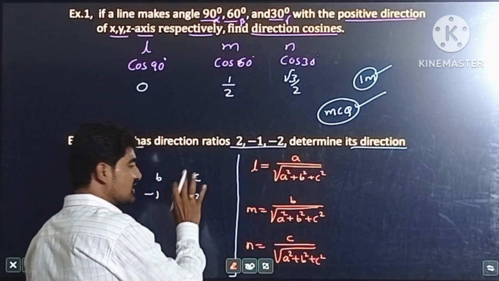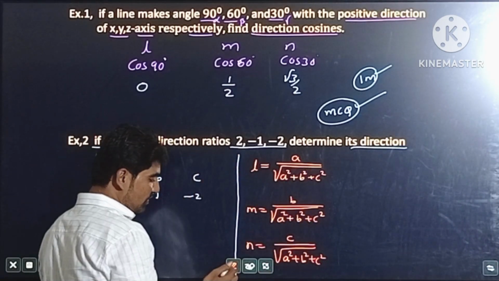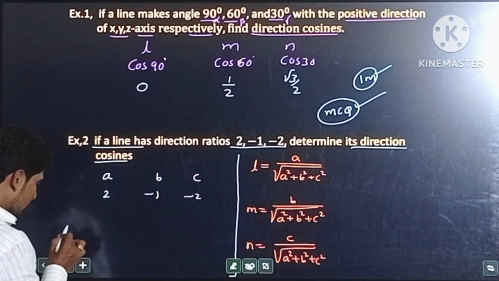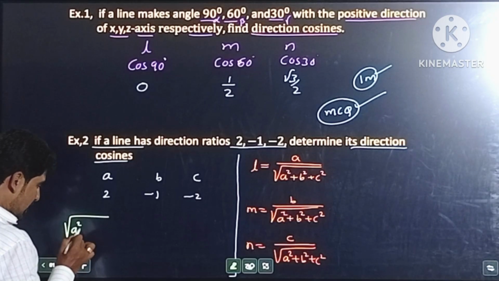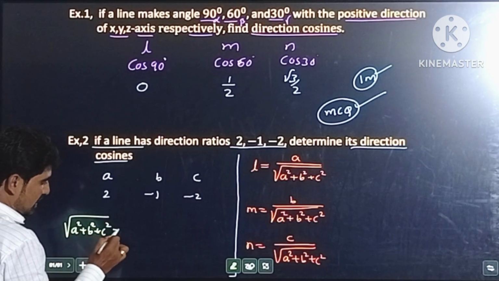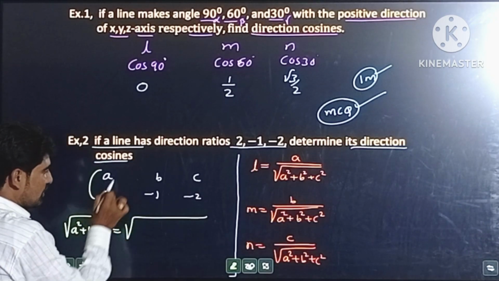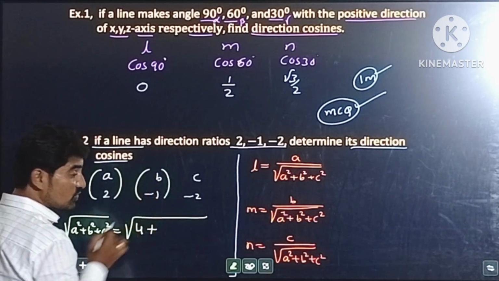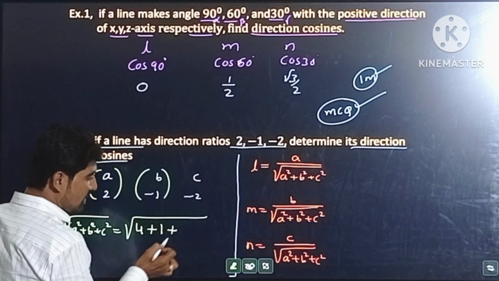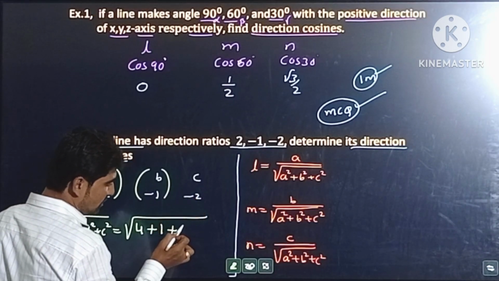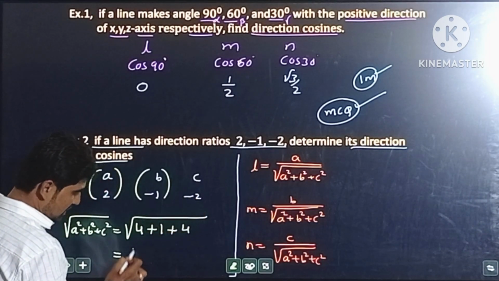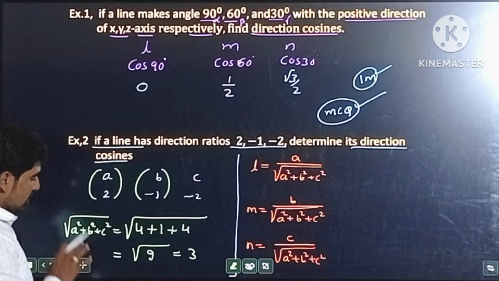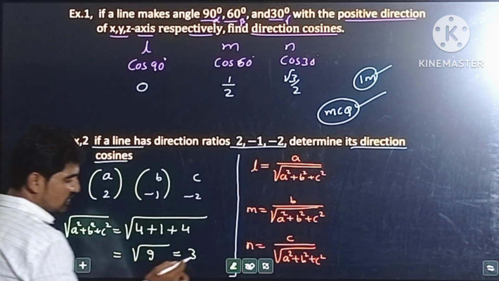So the values of A, B and C are already given. To find the values of L, M, N, we need root A square plus B square plus C square. Therefore, root A square plus B square plus C square is equal to square root of 2 square, which is 4, plus -1 square, which is 1, plus -2 square, which is 4. So 4 plus 1 plus 4 is 9, and the value of root 9 is 3. Therefore, the value of root A square plus B square plus C square is 3.